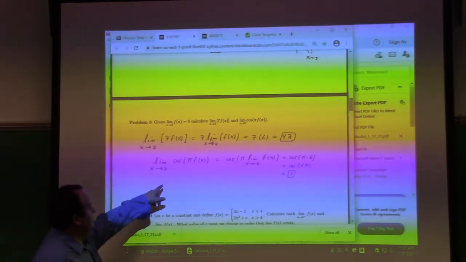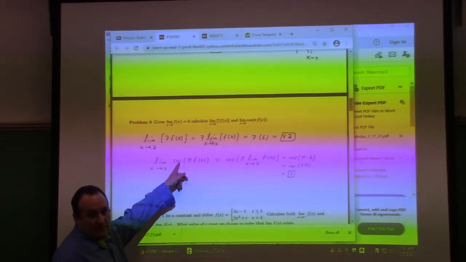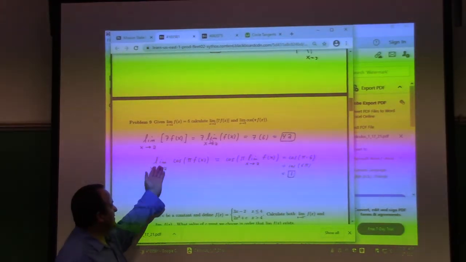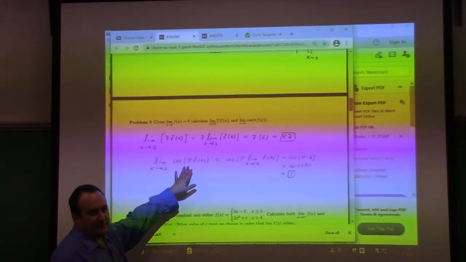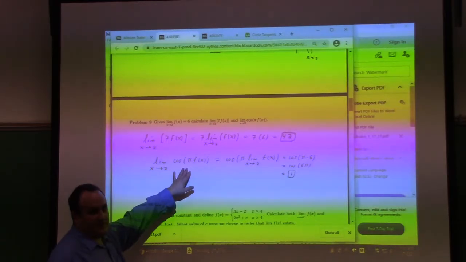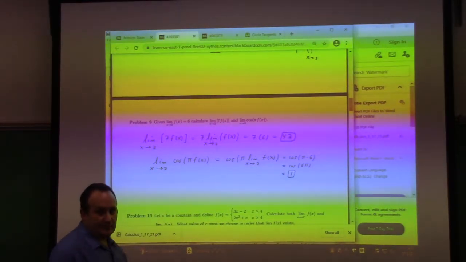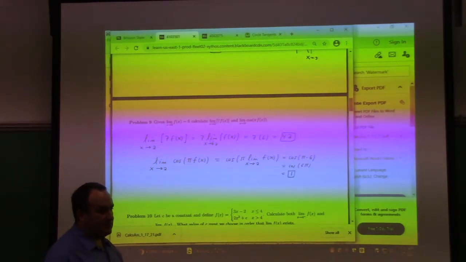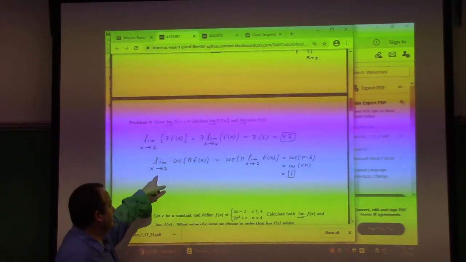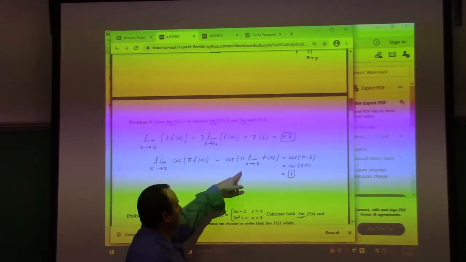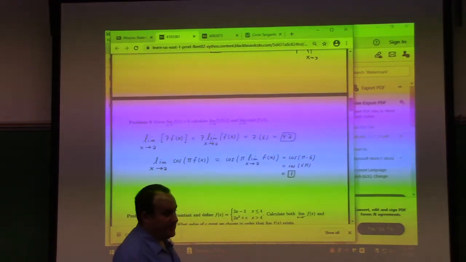The other property of cosine is that it's continuous. What that means is you can pull the limit inside the cosine. That's one of the ways I think about a continuous function: a continuous function is one for which you can pull limits inside the argument. Anyway, the point is the limit as x goes to 2 of f of x is 6, so I get pi times 6, which is 6 pi. Cosine of 6 pi is 1.